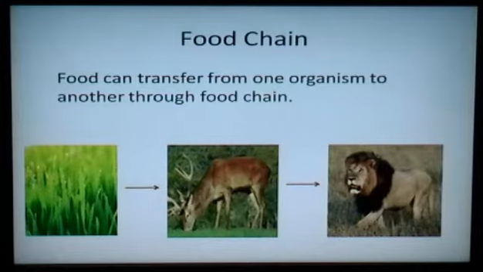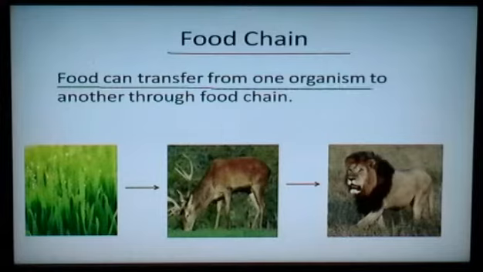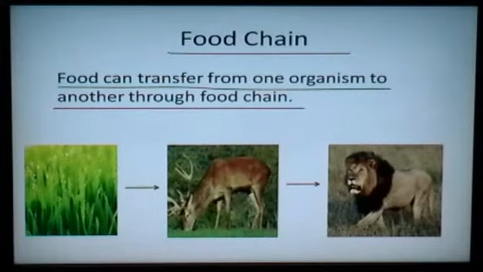Food chain. Anything which we eat to live is called food and contains energy. The food can be transferred from one organism to another through food chain. In simple words, we can say a list of organisms showing who eats whom is called food chain. For example, let's look at the food chain on the screen. Grass, deer, and the lion.